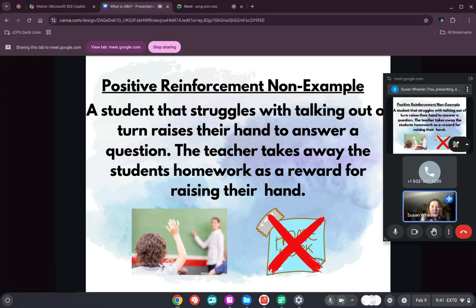So a non-example would be a student that struggles with talking out of turn raises their hand to answer a question. The teacher takes away the student's homework as a reward for raising their hand. This is not a positive reinforcement because we're taking away the stimulus. The stimulus that we're taking away is the homework. Positive reinforcement is adding something to increase the behavior.